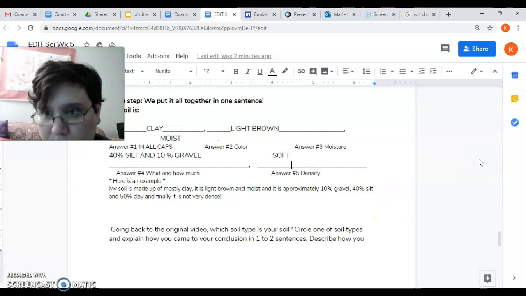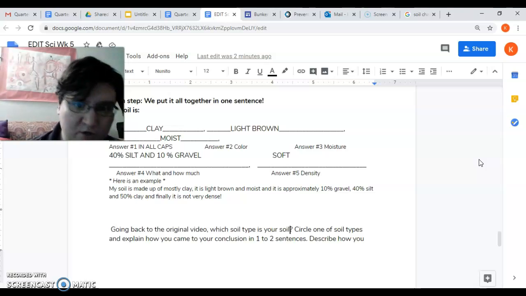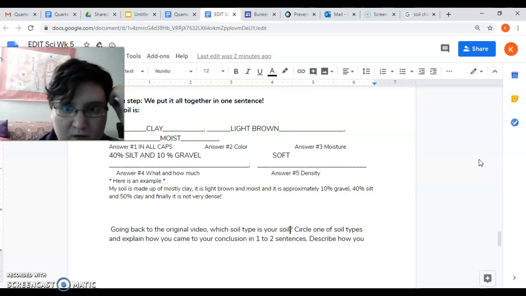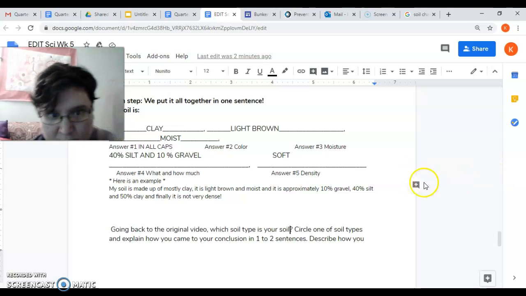So it says, going back to the original video, which soil type is your soil? Circle one of the soil types.